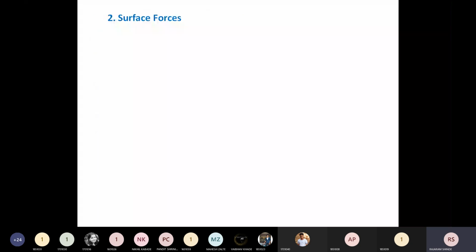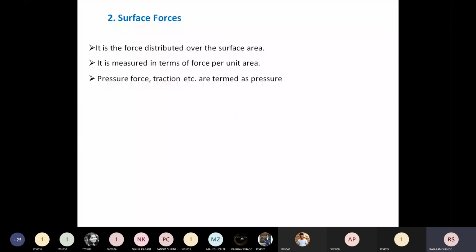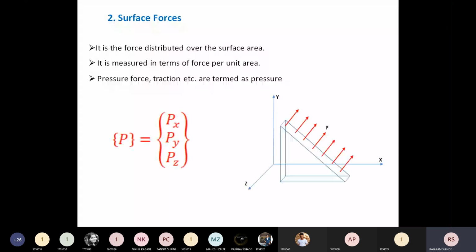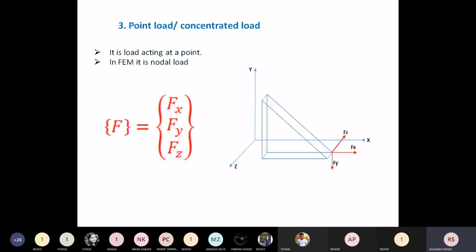Next type of force is surface force. It has also three components. It is uniformly distributed over the surface, and it is measured in terms of the force per unit area. Px, Py, Pz, these are the three forces. Then point load, it is considered as a nodal load. After that, the effect of force is the displacement.